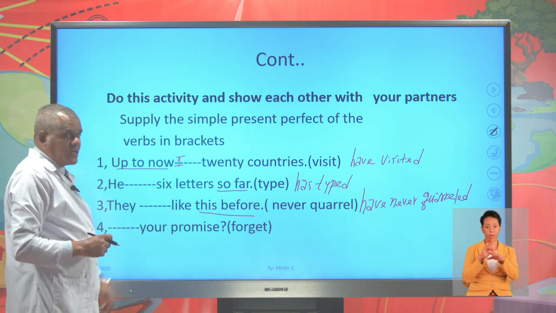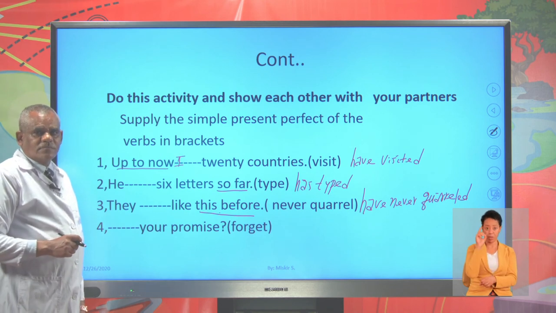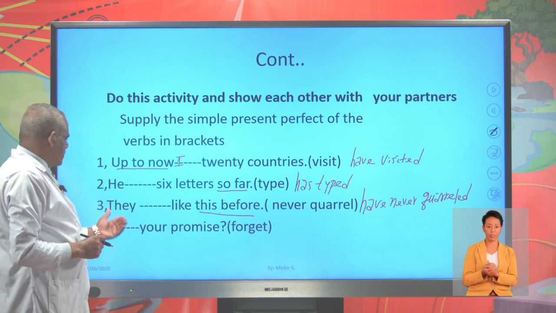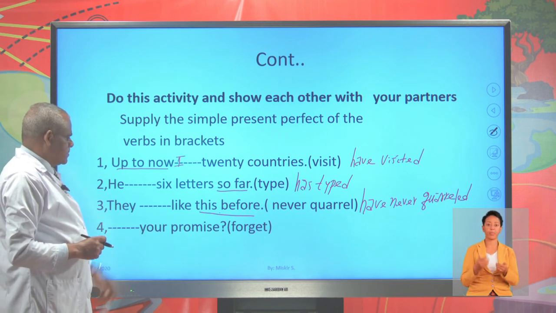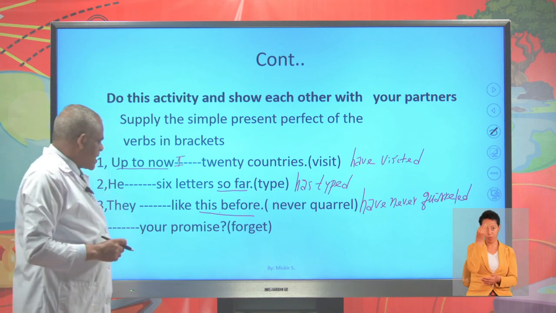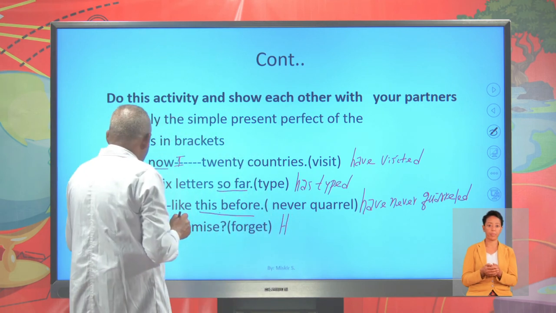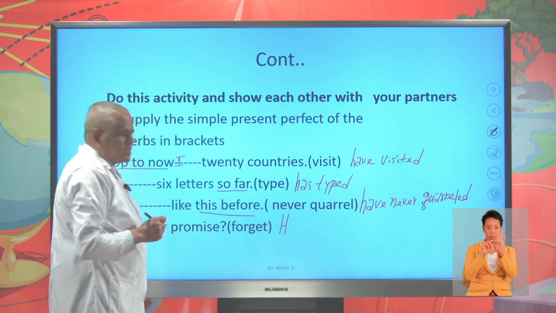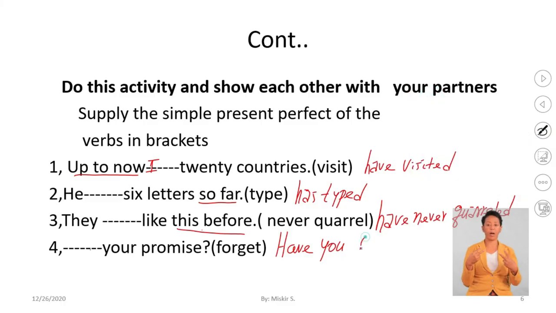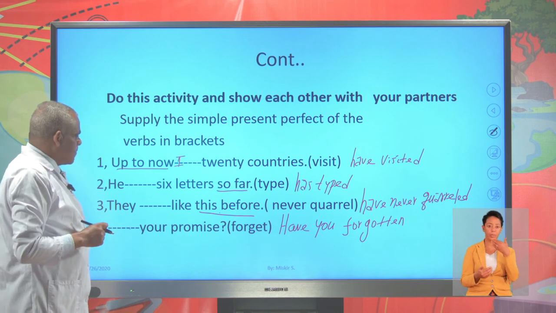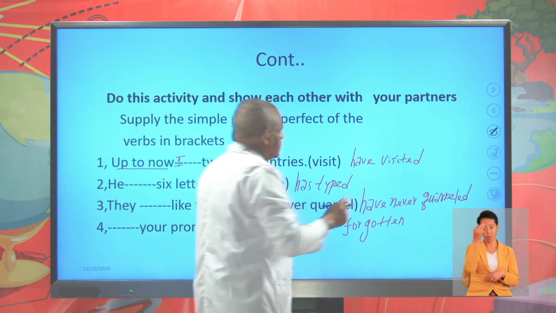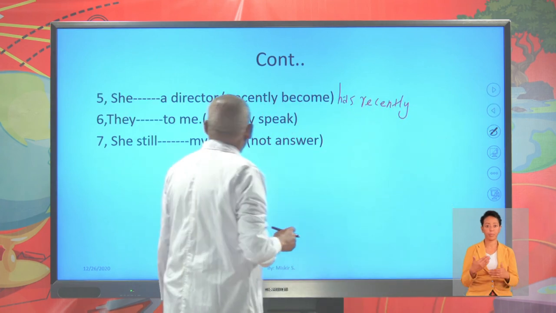Here, don't forget that this is a question. It's an interrogative form. Therefore, in what way do we form it? You, don't forget that, right? This is a kind of pronoun. Then have, the H must be capital, because this is an interrogative question. And then, have you forgotten? That's it. It's good. Thank you. Have you forgotten?